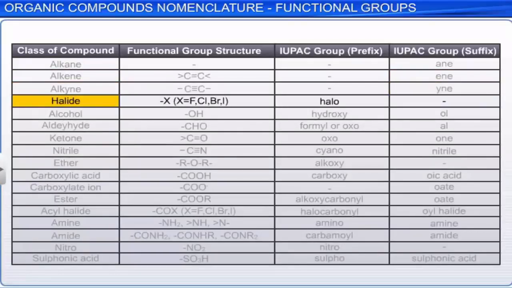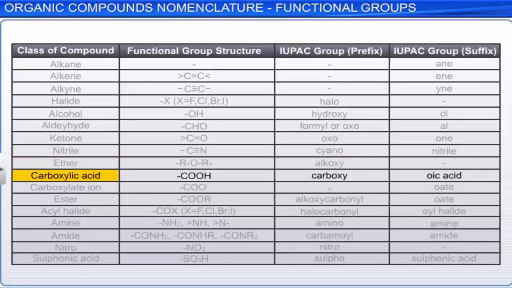The halide group prefix is halo. The alcohol group prefix is hydroxy and the group suffix is -ol. The aldehyde group prefix is formyl or oxo and the group suffix is -al. The ketone group prefix is oxo and the group suffix is -one. The nitrile group prefix is cyano and the suffix is nitrile. The ether group prefix is alkoxy.